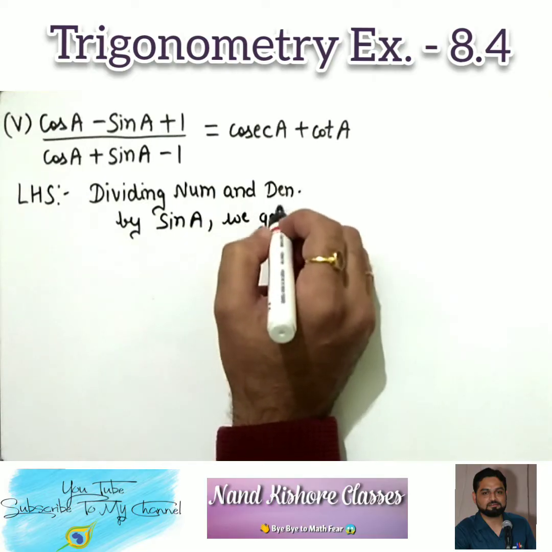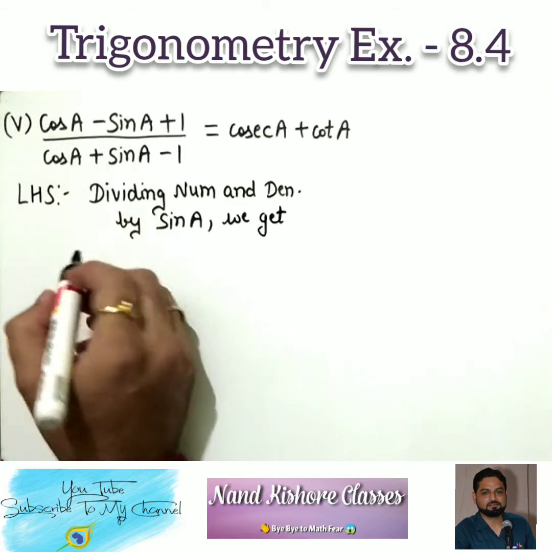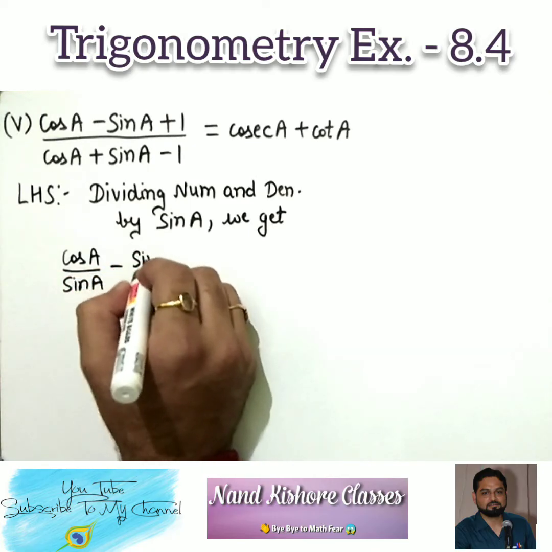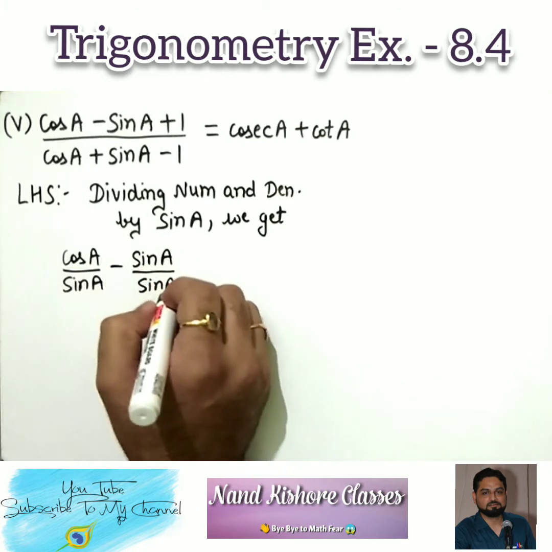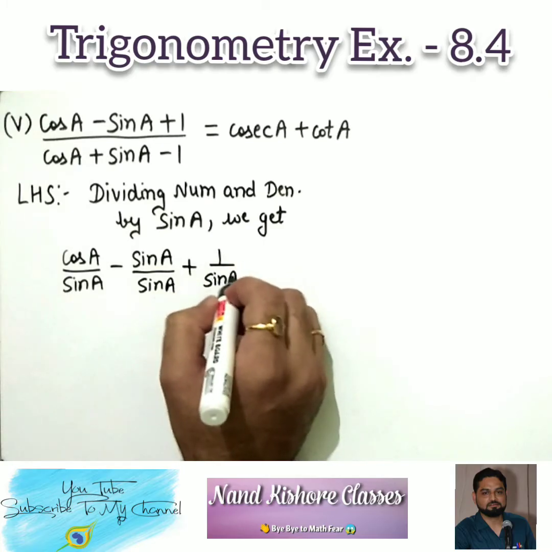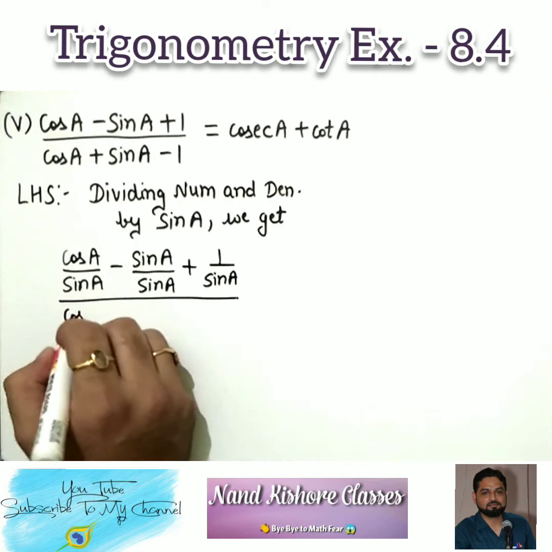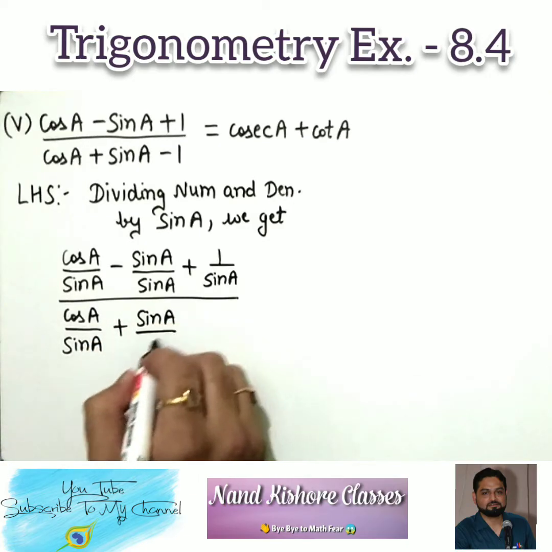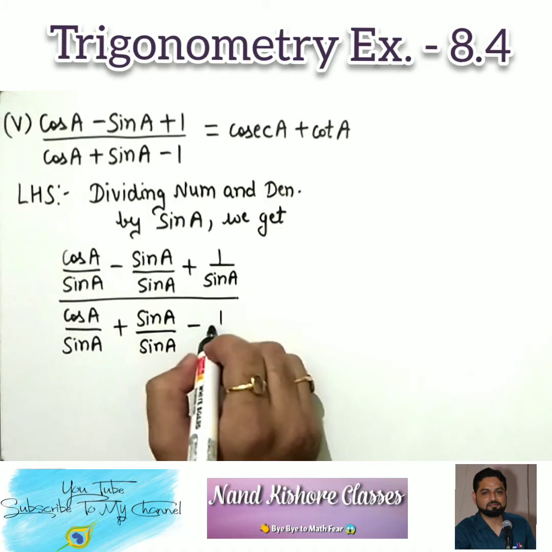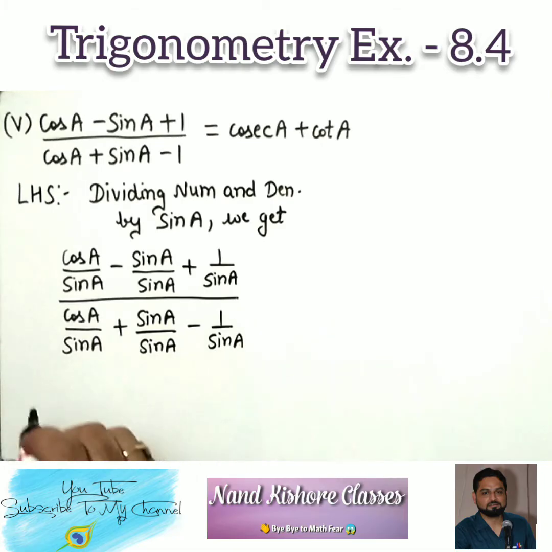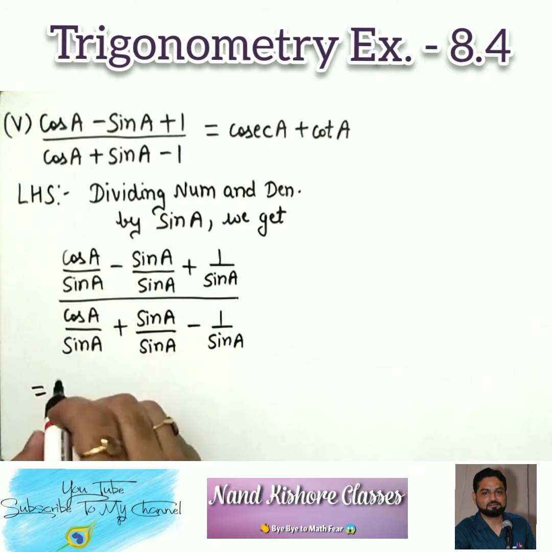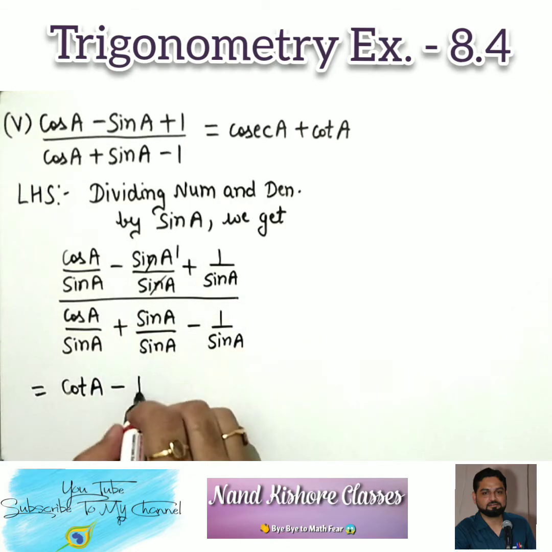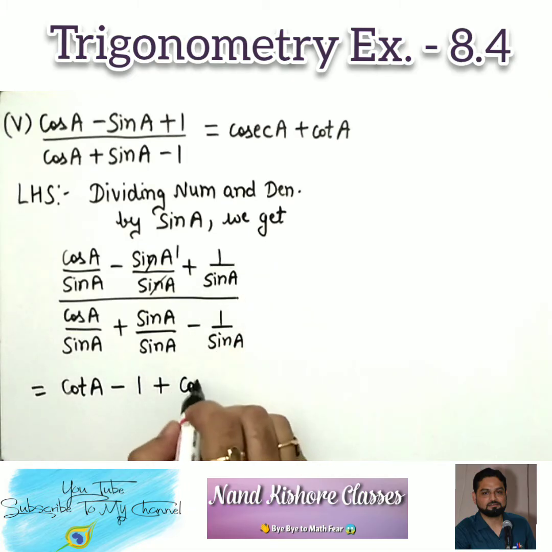now let's see what we are going to get from here. I am going to divide each and every term with sin a: cos a by sin a, sin a over sin a, 1 upon sin a, in the denominator cos a upon sin a, sin a over sin a, minus 1 upon sin a. Numerator and denominator, everything is divided by sin a. So let's see what we get. Cos upon sin is cotangent. Sin upon sin cancels, we get 1. 1 by sin a is cosecant a.